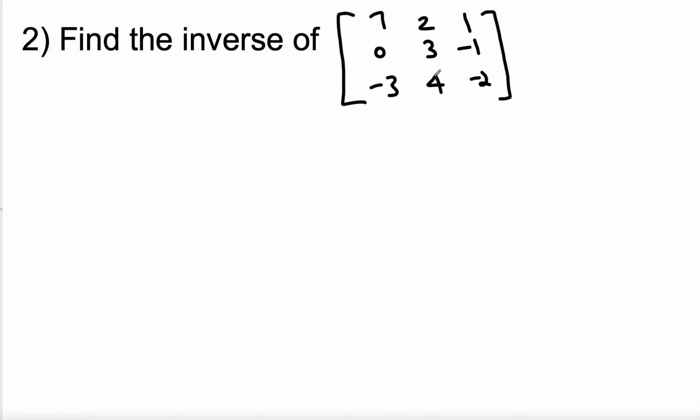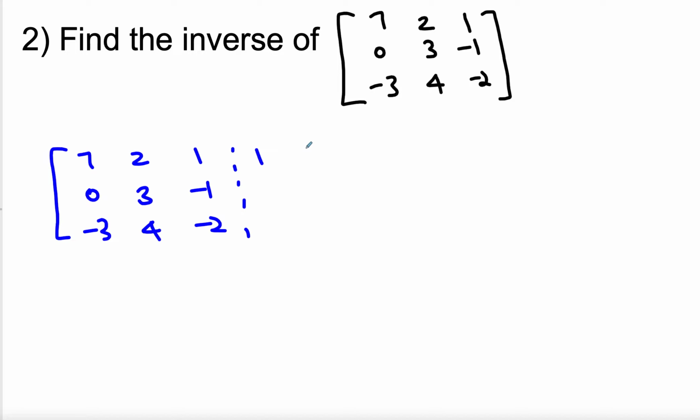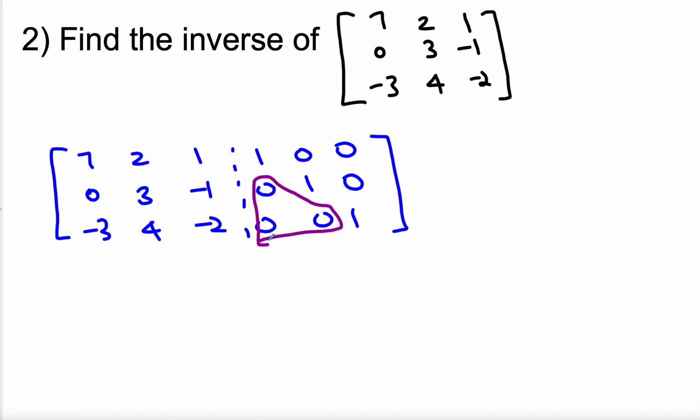The question is, find the inverse of this matrix. How would you do it? I'm going to write down the first one: 7, 2, 1, 0, 3, -1, -3, 4, -2. But I'm going to augment the identity matrix: 1, 0, 0, 0, 1, 0, 0, 0, 1. I want to turn this side into that side. So that means using the triangle right over here in the middle, on the bottom. We call this one the lower triangle.